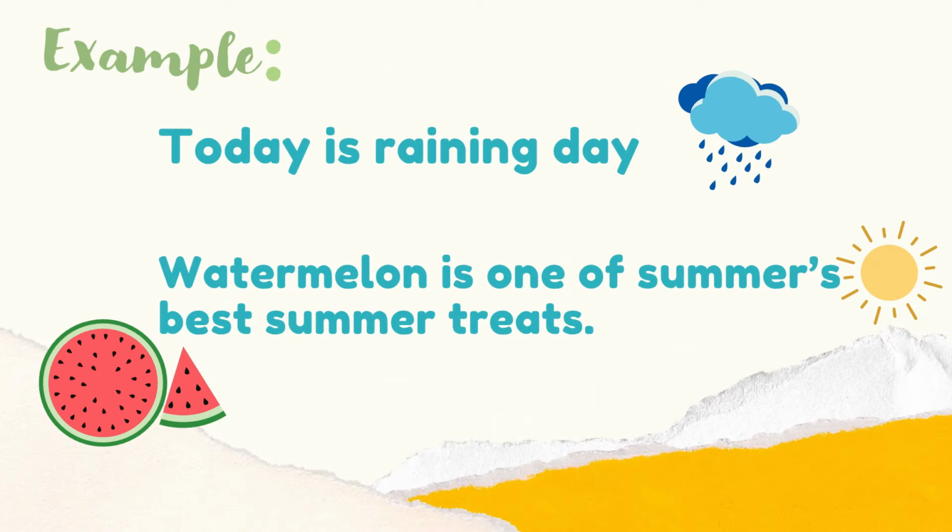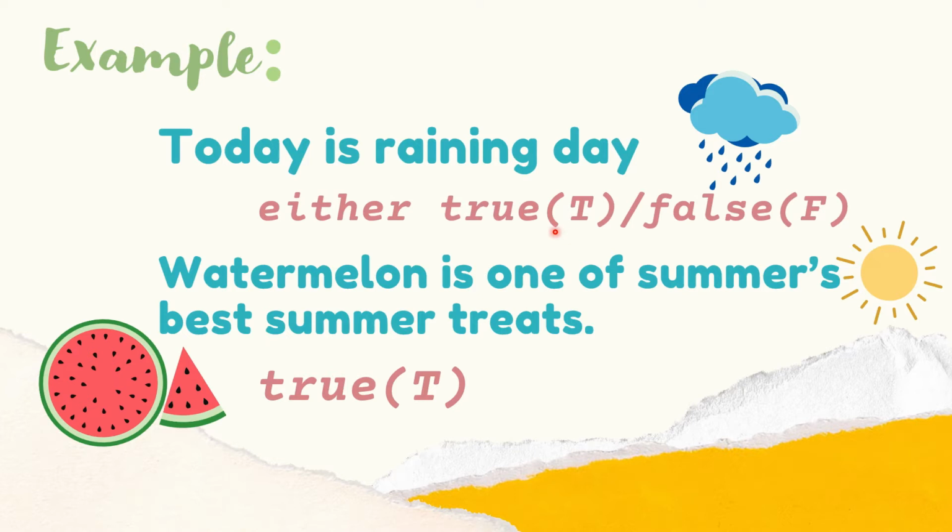Here is an example of a proposition. First is, today is a raining day. Watermelon is one of summer's best treats. This is either true or false, because either it is true that today is a raining day or false, today is not a raining day.